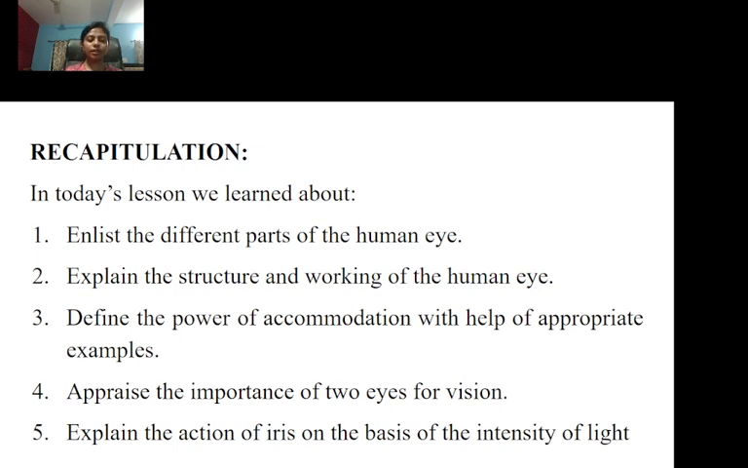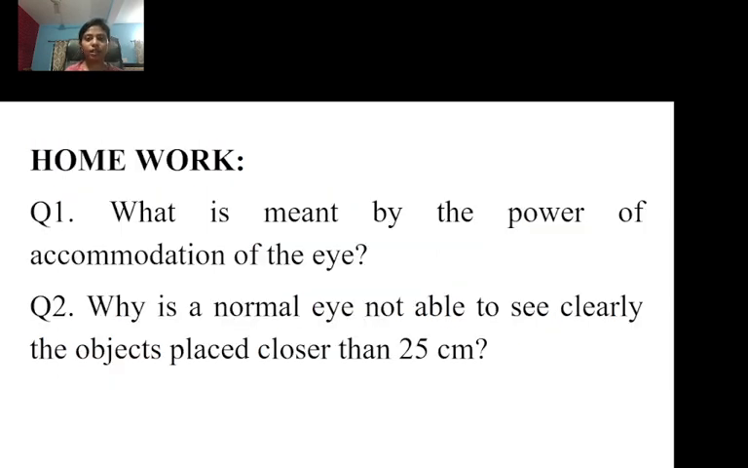Now let's end our class today. We have studied about different parts of the human eye, different structure and working of the human eye, and power of accommodation, right? And importance of two eyes for vision, and action of iris on the basis of the intensity of the light, right? If we enter from bright sunlight to dim light, what happens and what is the reason behind that? That we have studied.